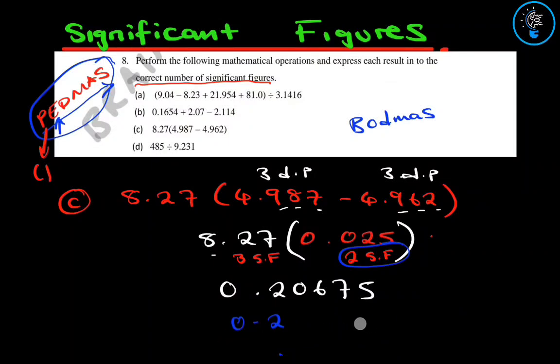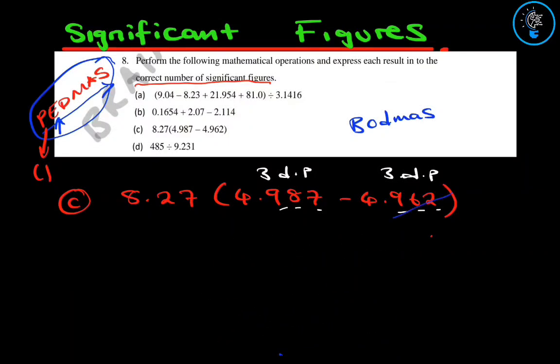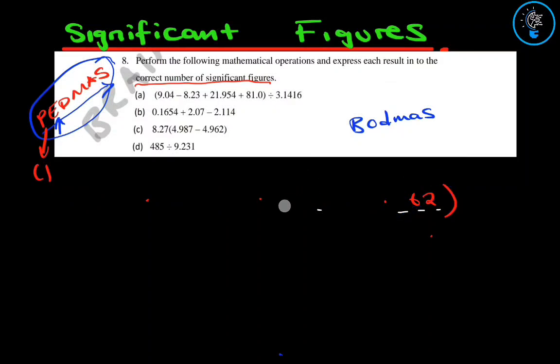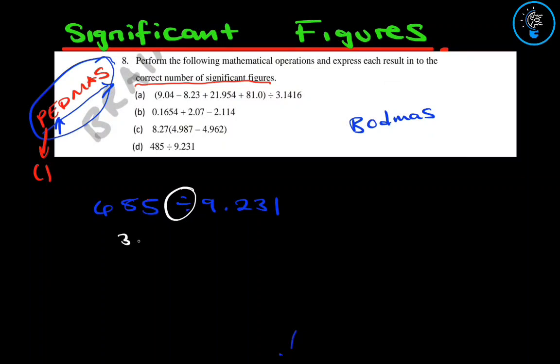Okay, let's answer question D. Question D states 485 divided by 9.231. What are we dealing with? Division. With division, we focus on significant figures. This number has 3 significant figures, and this factor has 4 significant figures. So our answer will have 3 significant figures.